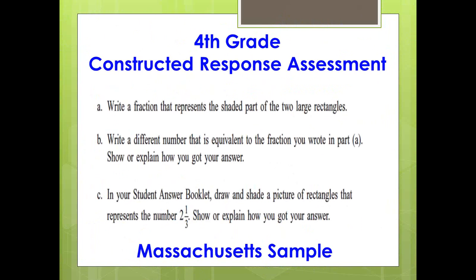So you're seeing that we're asking the students to show and explain. So this should definitely be some strategies that we use in our classes every day to build our students up to be comfortable with answering these types of questions.